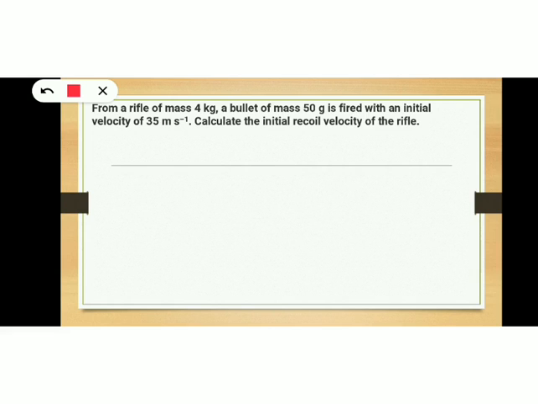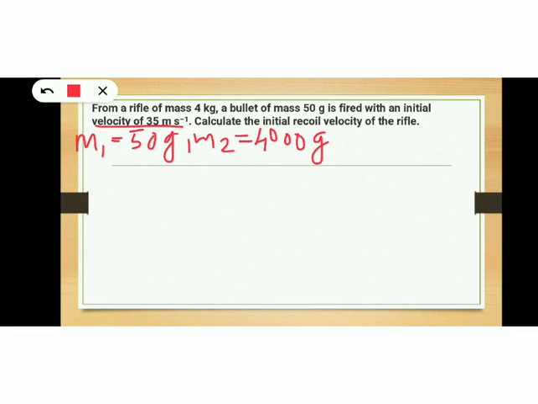So here, the mass of the bullet can be taken as m1. Let m1 be the mass of the bullet, and it is 50 gram. Then the mass of the rifle is taken as m2. So m2, the mass of the rifle, is 4 kg, and 4 kg can be written as 4000 gram. Now the velocity of the bullet can be taken as v1. So here the velocity of the bullet is given as 35 meters per second.